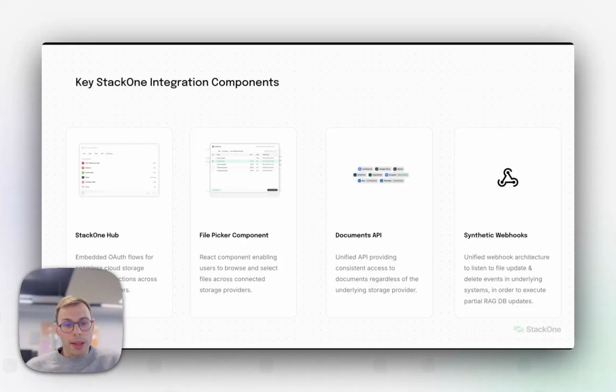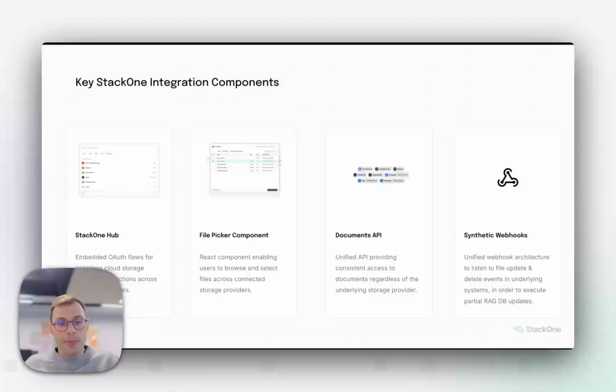Secondly, we're using the file picker component. So this again is an embeddable UI component. We're using a React SDK here, and this allows us to allow the user to pick which files they want the RAG database to ingest. So again, there's another layer of governance and control there.